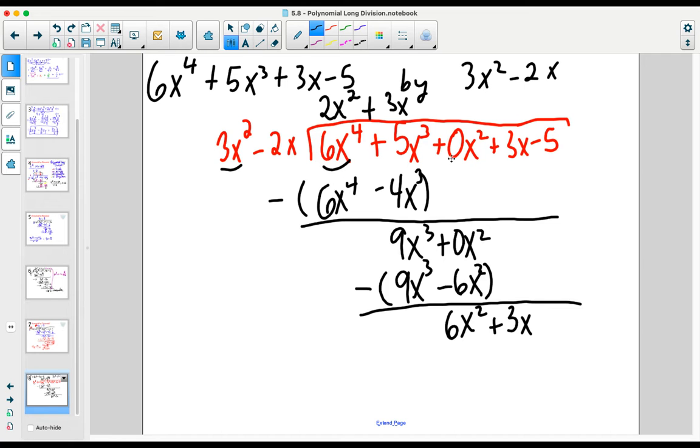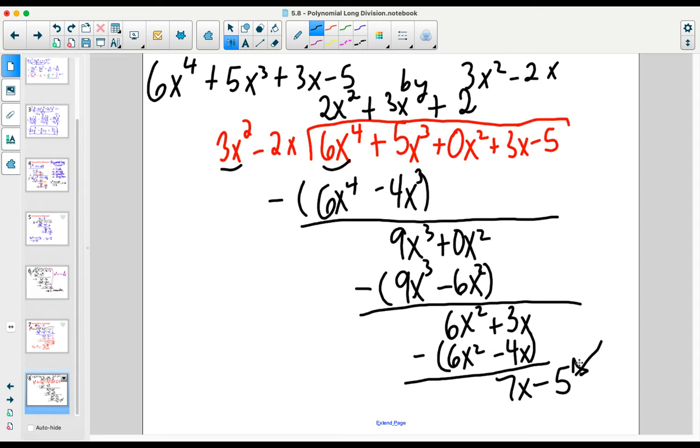We do another division. 2 times 3x squared, 6x squared. 2 times 2x, minus 4x. We're going to subtract that line, and it leaves us with 7x, bringing down the 5, minus 5.